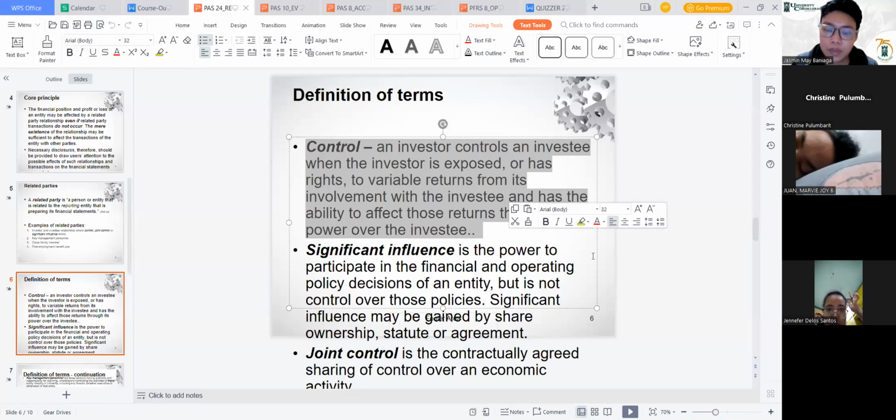Control is where an investor controls an investee when the investor is exposed or has rights to variable returns from its involvement with the entity and has the ability to affect those returns through its power over the investee. That's the time we have control, or the investor has control with our entity. In investment topics or accounting standards, the interpretation of control is 50% or more, or a majority of the ownership or interest held by the investor. We say that is a control. So 50% or more is usually the indicator in accounting for control.